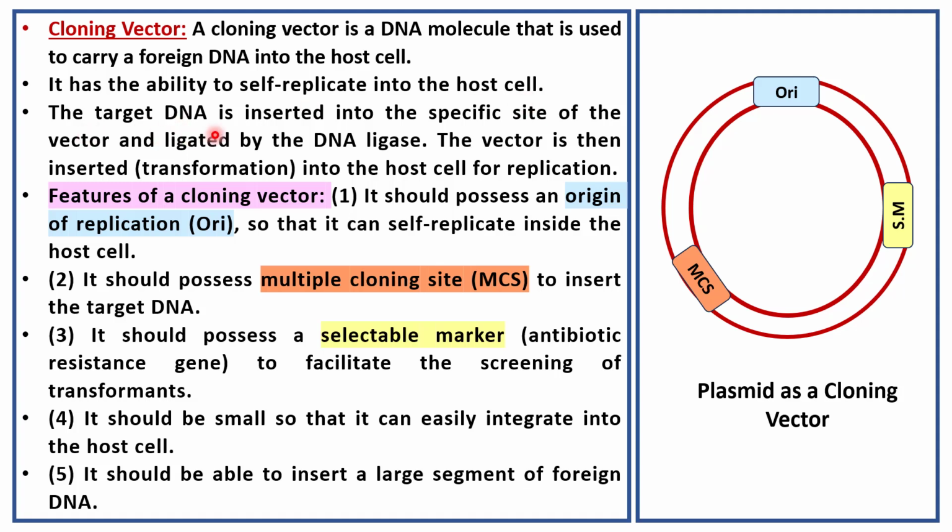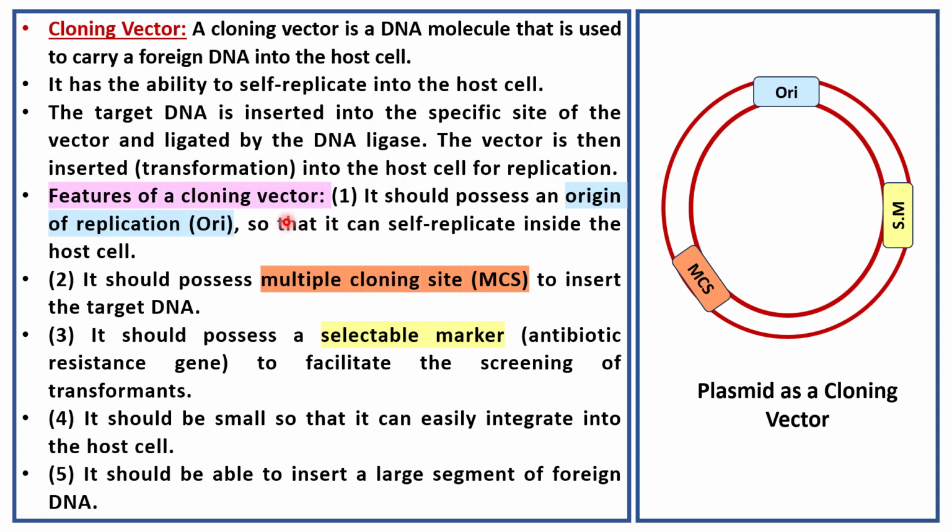The target DNA is inserted into the specific site of the vector and ligated by the DNA ligase. The vector is then inserted into the host cell for replication. Now, vectors can be a plasmid from the bacterium, a cell from the higher organism, or DNA from virus. Here we are specifically talking about the plasmid vector. So let's see the features of a plasmid vector or cloning vector.